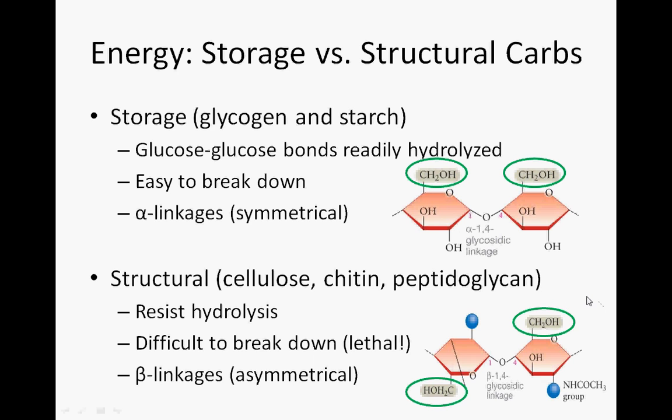When we were discussing beta linkages and why they came up with those nice parallel sheets, the reason for that was that this group here could hydrogen bond to the carbohydrate molecule in the line next to it. And this group here could bond with the hydroxyl from the group down here. This cannot happen with alpha linkages because these groups are on the same side of the molecule. These are on the opposite side.